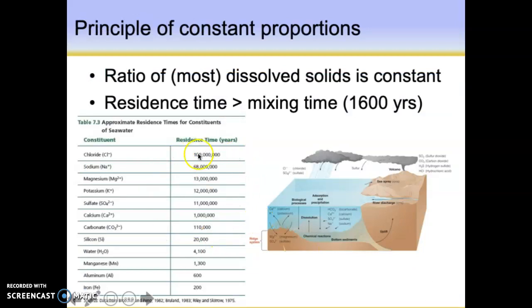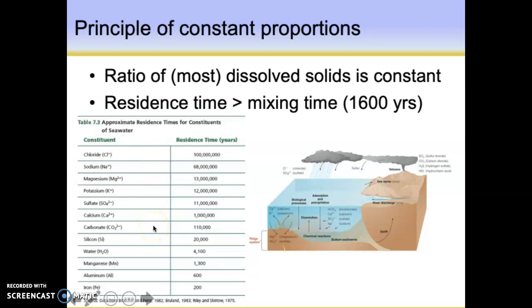This is a table from your book that highlights the residence time. One of the principles of the ocean is the principle of constant proportions. And what we discover is that when we take a sample of seawater to measure its salinity, many of these components are in constant proportion to each other.